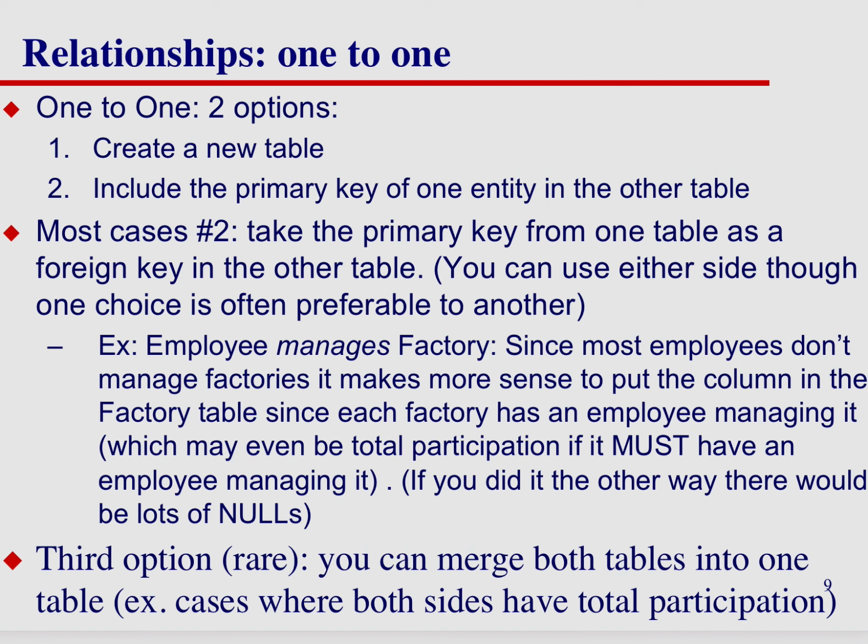Particularly, let's say you had a case of total participation on one side, that every single employee has to manage a factory, and every factory has to manage an employee. Then in theory, and maybe this is not a great case, but if you think about a different case where it's one-to-one, everyone has to be one-to-one. You could just merge these together, and that's totally fine. Then you can have one table because if that happens, the total participation on both, it would work because there's no reason it wouldn't work.